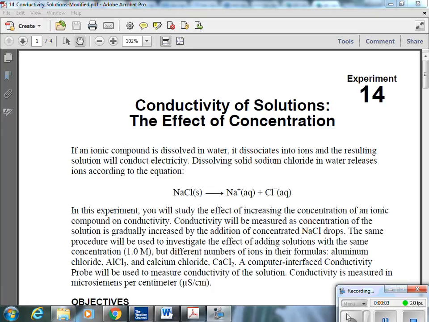Greetings, Chem 1 students. This is experiment 14, conductivity of solutions, the effect of concentration.